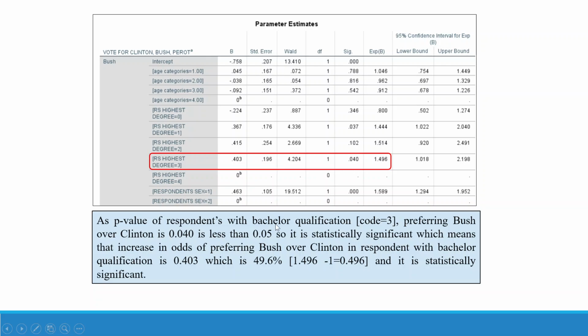So the p-value of the respondents with bachelor qualification, code 3, preferring Bush over Clinton is 0.040. It is less than 0.05, so it is statistically significant, which means that the increase in odds of preferring Bush over Clinton in respondents with bachelor qualification is 0.403, which is 49.6%. So 1.496 minus 1 equals 0.496, and it is statistically significant. See, this is positive, 1.496 minus 1, so 49.6%, and the p-value is also less than 0.05.